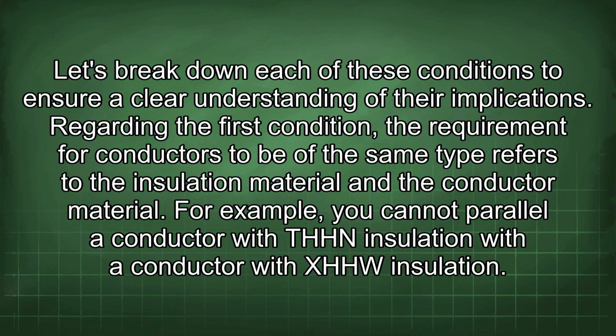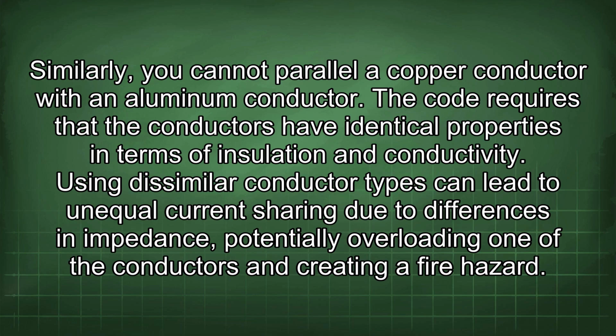Let's break down each of these conditions to ensure a clear understanding of their implications. Regarding the first condition, the requirement for conductors to be of the same type refers to the insulation material and the conductor material. For example, you cannot parallel a conductor with THHN insulation with a conductor with XHHW insulation. Similarly, you cannot parallel a copper conductor with an aluminum conductor. The code requires that the conductors have identical properties in terms of insulation and conductivity. Using dissimilar conductor types can lead to unequal current sharing due to differences in impedance, potentially overloading one of the conductors and creating a fire hazard.